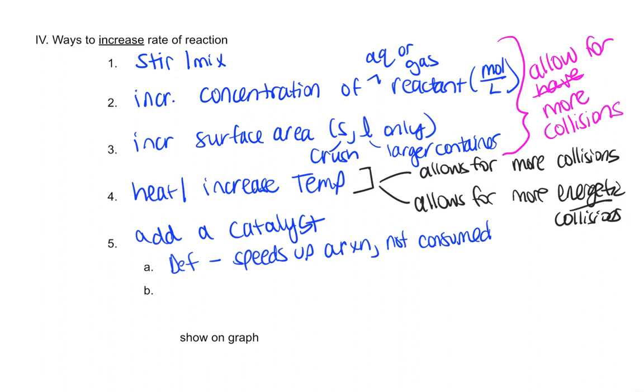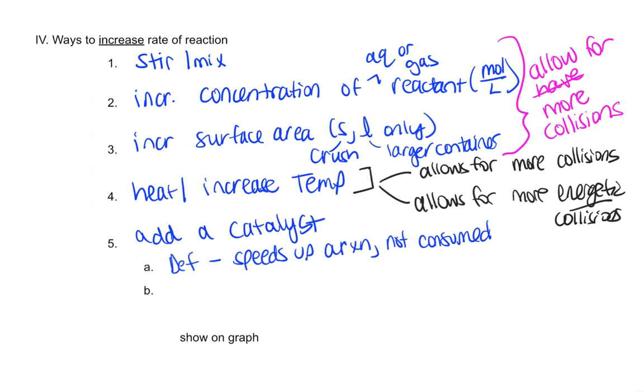So the first case is just, okay, if 20% of collisions will be effective and we have more collisions, 20% of a larger number is going to give you a larger number of effective collisions. However, combined with the fact that we already have more energetic collisions, more of those collisions are going to go from 20% to maybe 40% effective collisions. Okay? Now, a catalyst actually works differently than these.